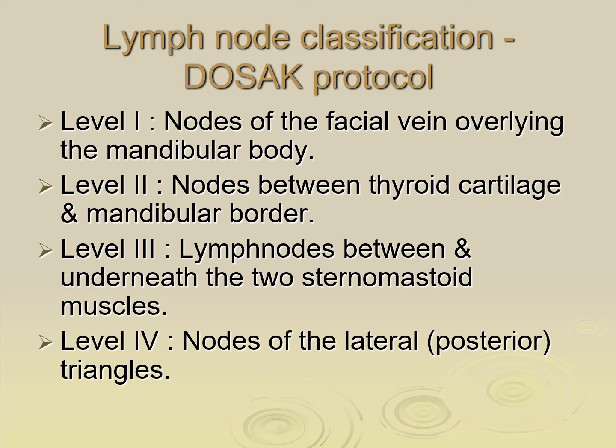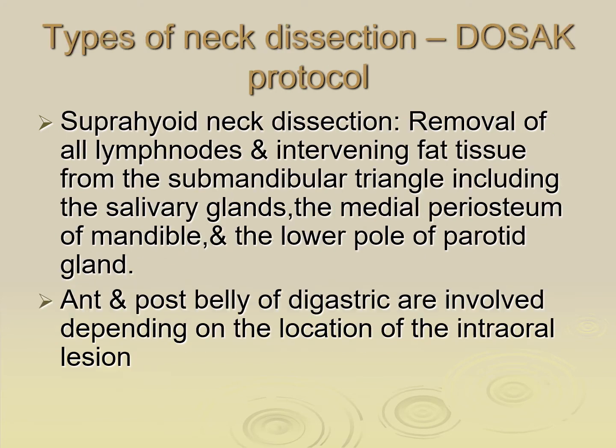So, the lymph node classification of the DOSAK protocol: level 1 means the nodes of the facial vein overlying the mandibular body. Level 2 is the nodes between the thyroid cartilage and the mandibular border. Level 3 is the lymph nodes between the two sternocleidomastoid muscles. Level 4 is the nodes of the lateral triangle, the posterior triangle.